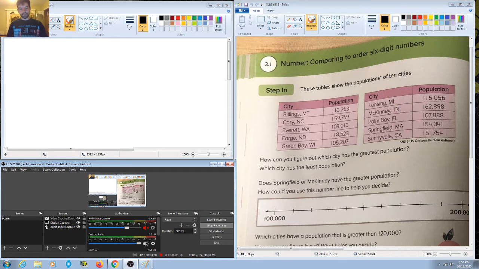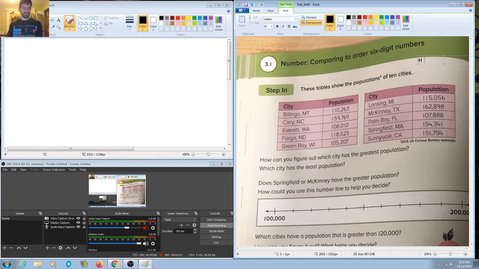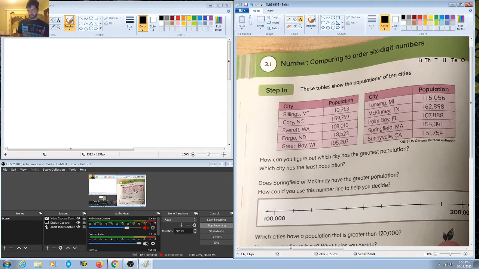So remember, let me write it here, we have H for 100,000s, TH for 10,000s, thousands, hundreds, tens, and then ones. That's going to be really important for us to remember: if we start at the far left, which is the 100,000s place, and they're all the same, we can go to the next highest place value, because that will help us to determine which values are the highest.